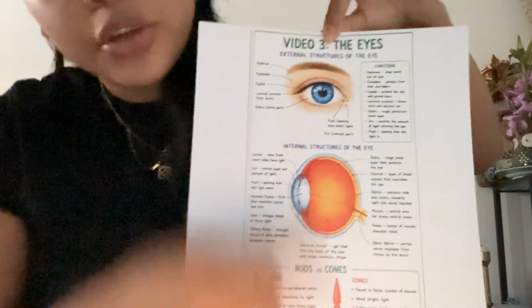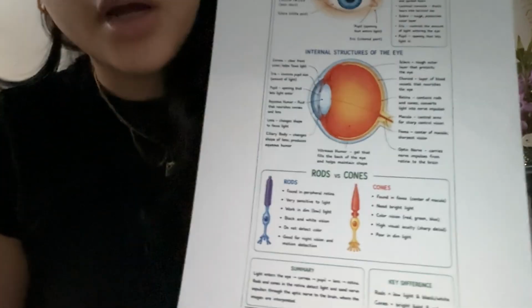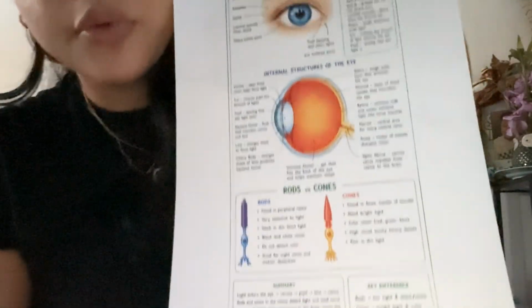Overall, this is what the eyes are: the external structure, the internal structure, and the difference between rods, which help us detect movement, while cones help us see more colors and define lines.